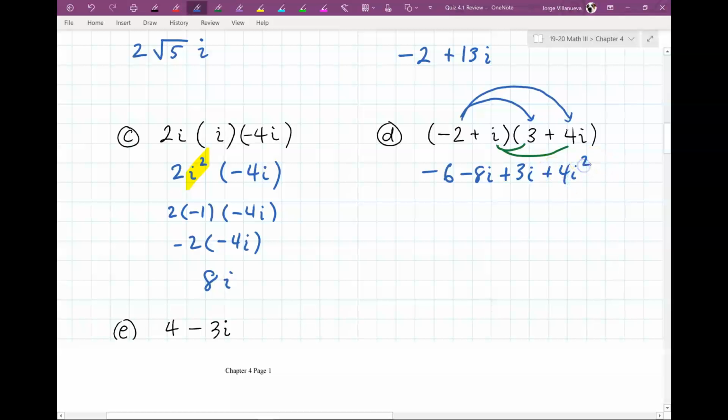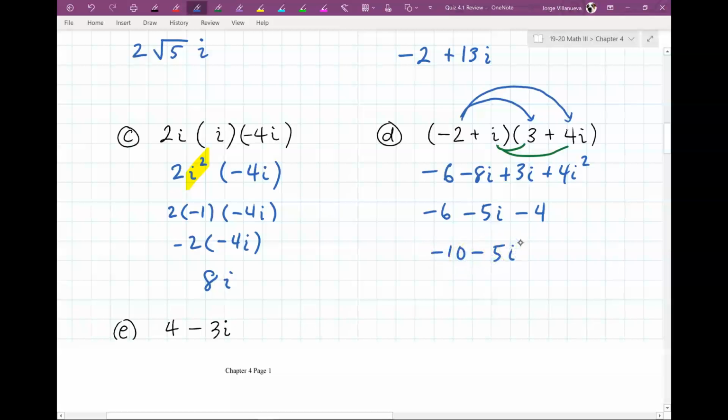Now notice, this is another time where the square comes out. So you guys are going to have to remember, i squared is a negative 1. So let me combine negative 8i plus 3i, that's a negative 5i. And then I'm going to write minus 4 instead of plus 4i squared. Okay? So the plus 4i squared, that's going to be 4 times negative 1, so it makes it a minus 4. So negative 6 minus 4 is a negative 10, minus 5i. And you're done.